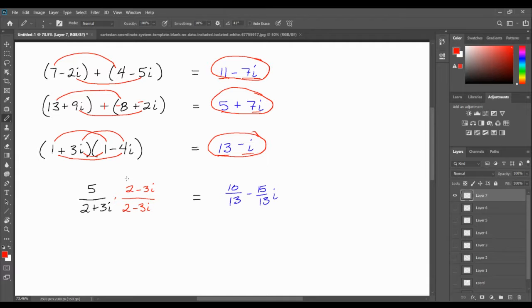So multiplying by our complex conjugate, distributing that through, we get 10 minus 15i, which matches our numerators. On the denominator, we've got 2 times 2 is 4, minus 6i plus 6i minus 9i squared. And as we saw, the i squared changes the sign. These two will cancel. I'm left with 4 plus 9, which is our 13. So this is looking really good.